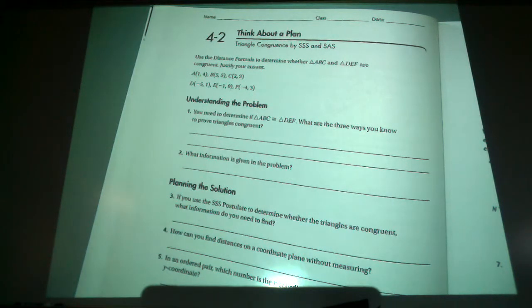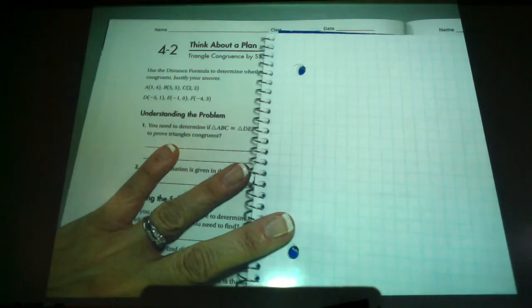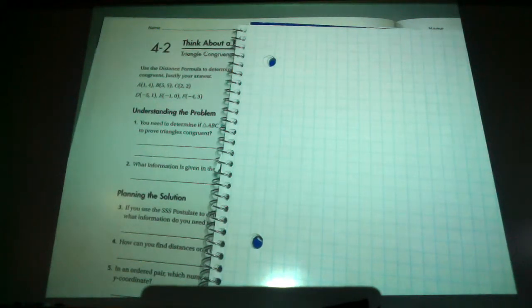So one of the things I want you to do is use the distance formula to determine, you might want some graph paper. Most of these I want you to graph it so you can see what you got. To determine whether triangle ABC and DEF are congruent and justify your answer. So I'm going to take my graph paper here, and I'm going to plot the points to see what I have.